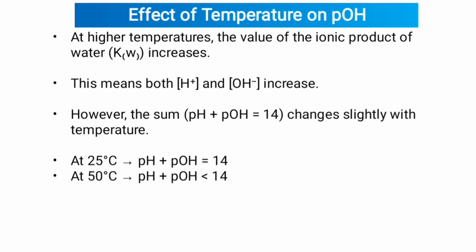Effect of temperature on pOH. At higher temperature, the value of the ionic product of water, Kw, increases as the dissociation of water increases. This means both the concentration of H+ ion and the concentration of OH- ion increase. However, the sum pH plus pOH equal to 14 changes slightly with temperature. At 25 degrees centigrade, pH plus pOH is equal to 14. At 50 degrees centigrade, pH plus pOH is less than 14.